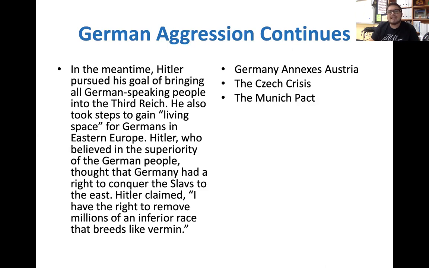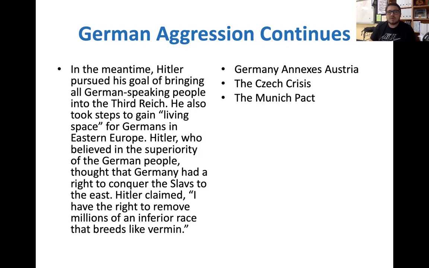He also took steps to gain living space for Germans in Eastern Europe. Now, what does he mean by living space? This is going to be a very controversial idea. The idea is that he's going to see Germany as being too small for his German people. He's going to say, hey, my people need more than just an acre of land. Each German has a right to 40 acres of land, so we need more land. We need to expand our borders. Those numbers aren't specific or accurate, but what I'm trying to say is that he says, my German people need more land. We need to expand. We need more living space. That's going to be his excuse.